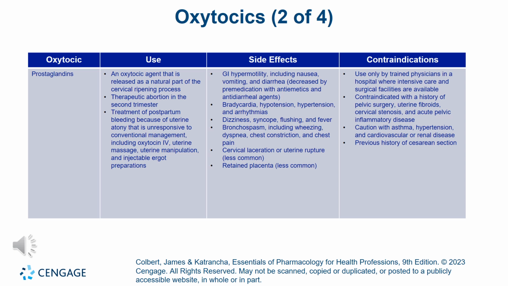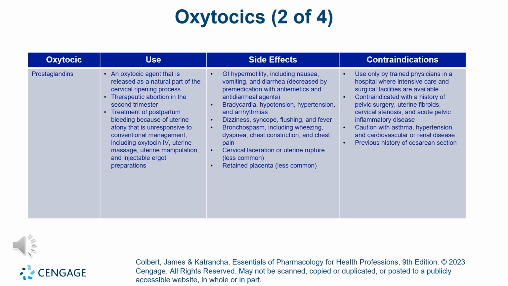Side effects: GI hypermotility, including nausea, vomiting, and diarrhea, decreased by premedication with antiemetics and antidiarrheal agents. Bradycardia, hypotension, hypertension, and arrhythmias, dizziness, syncope, flushing, and fever, bronchospasm, including wheezing, dyspnea, chest constriction, and chest pain. Cervical laceration or uterine rupture, which is less common, and retained placenta, which is less common.